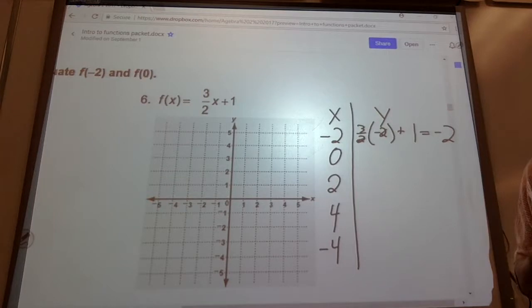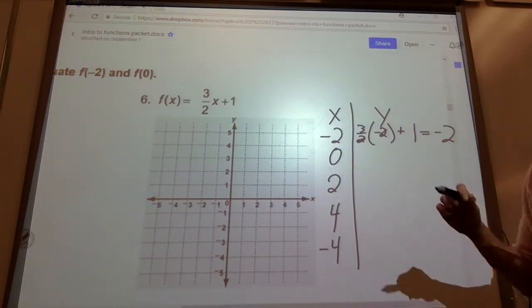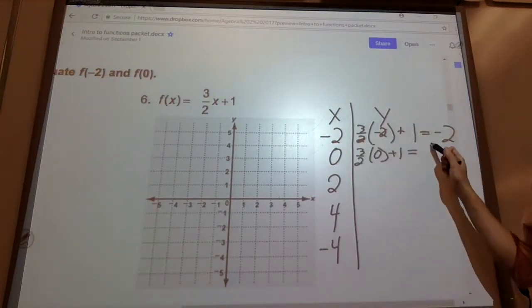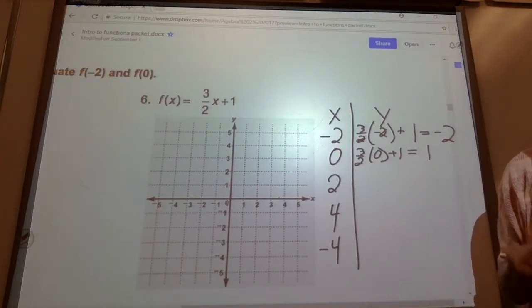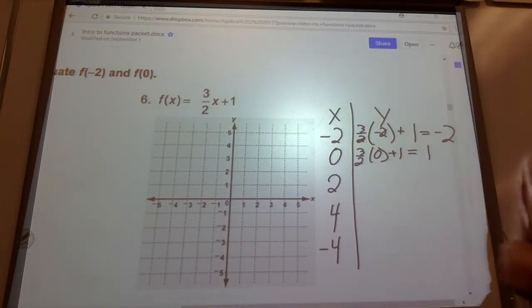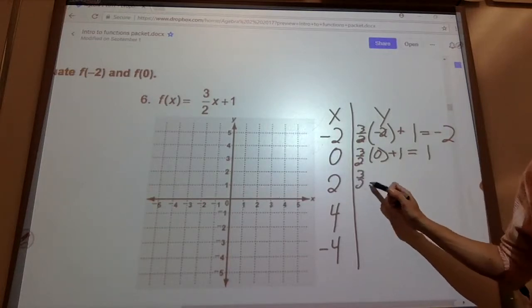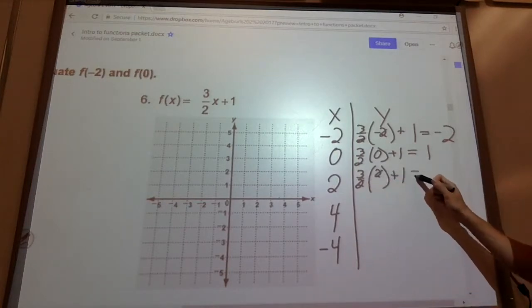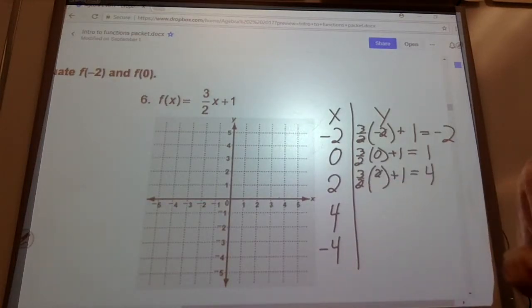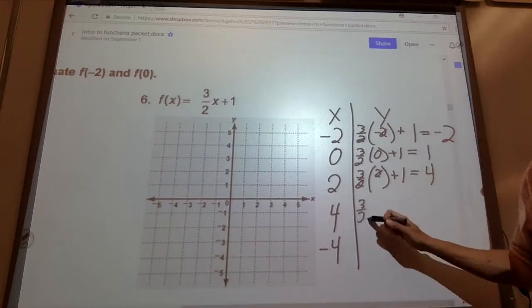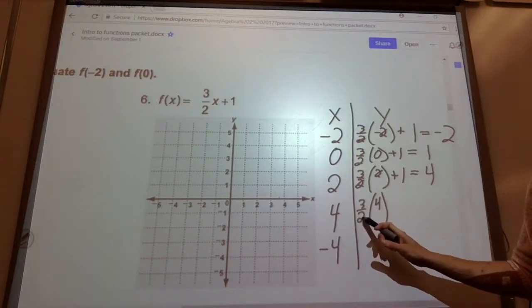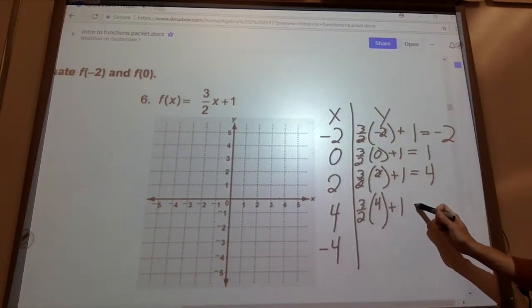Okay. Now you can keep going. So put in 0. 3 halves times 0 plus 1. 3 halves times 0 is 0, so that's 1. Next, 2. 3 halves times 2, again your 2's cancel out. 3 plus 1 is 4. Next, 3 halves times 4. What's 4 divided by 2? 2. 2 times 3 is 6. 6 plus 1 is 7.